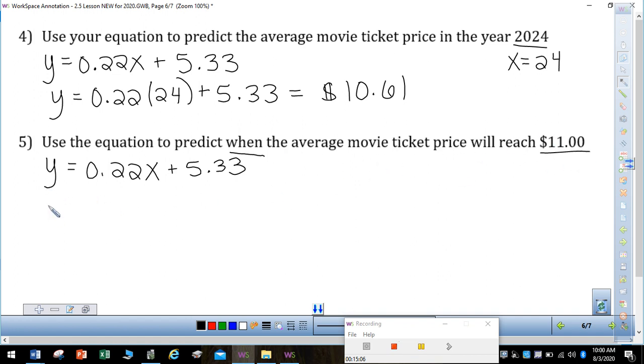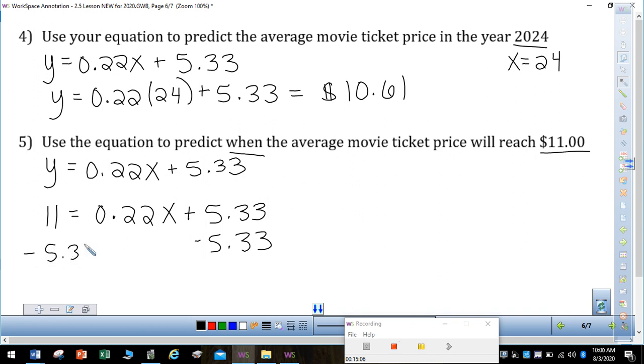So now we're just setting up our equation slightly differently. Y represents the movie ticket price, so we're just going to set that equal to 11. And this time we're solving for x. X is the number of years since the year 2000, so that's going to tell us an idea of the year. So we'll solve this equation like we normally would. Let's go ahead and start by subtracting 5.33 from both sides. 11 minus 5.33 is 5.67.